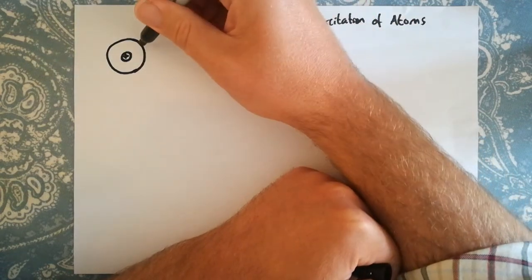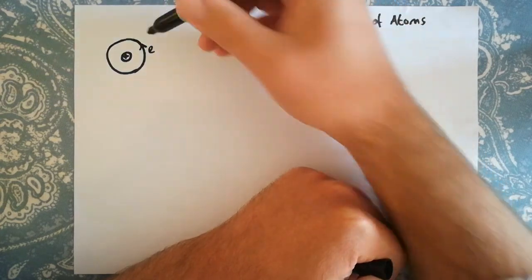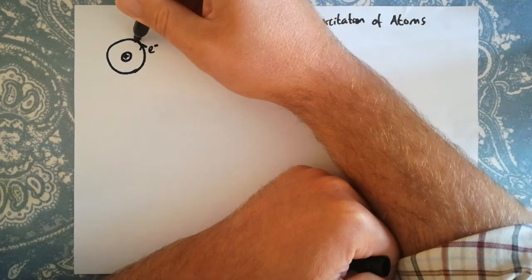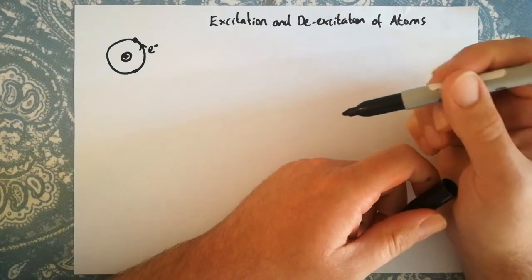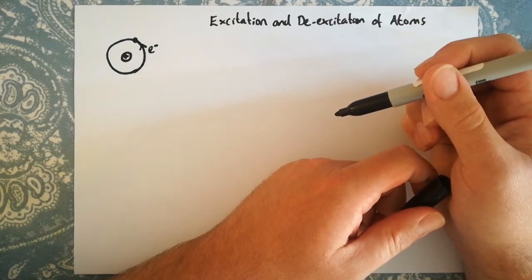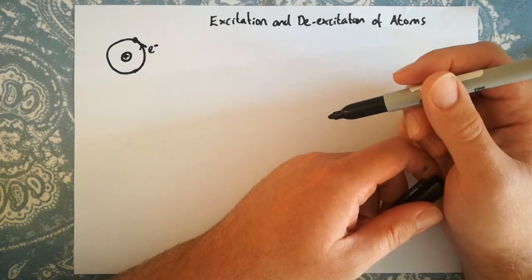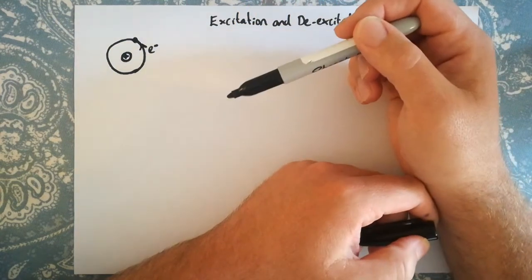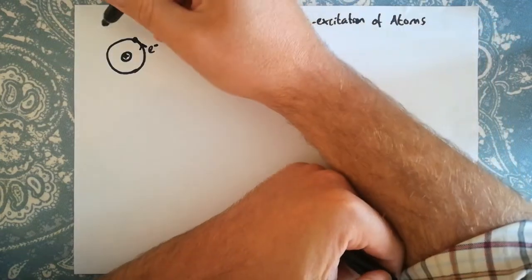The classical atom would be a nucleus in the center with electrons around the outside. So if we think about a hydrogen atom, we've got one electron orbiting one proton. So it's behaving a little bit like perhaps a planet orbiting a sun in the solar system. However, the difference is that the electron is a charged particle.